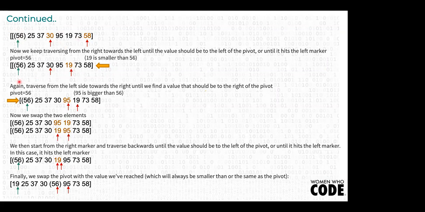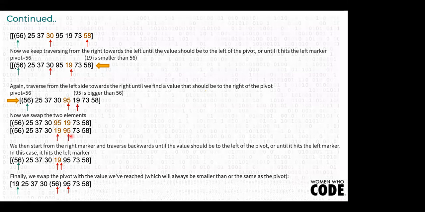Then the next step is to traverse from the left side until we find a value that has to be greater than 56. You keep checking, and you found 95 here. So 95 has to be after 56, and 19 has to be before 56. Once you find that element, you perform the swap. So 19 is swapped with 95.